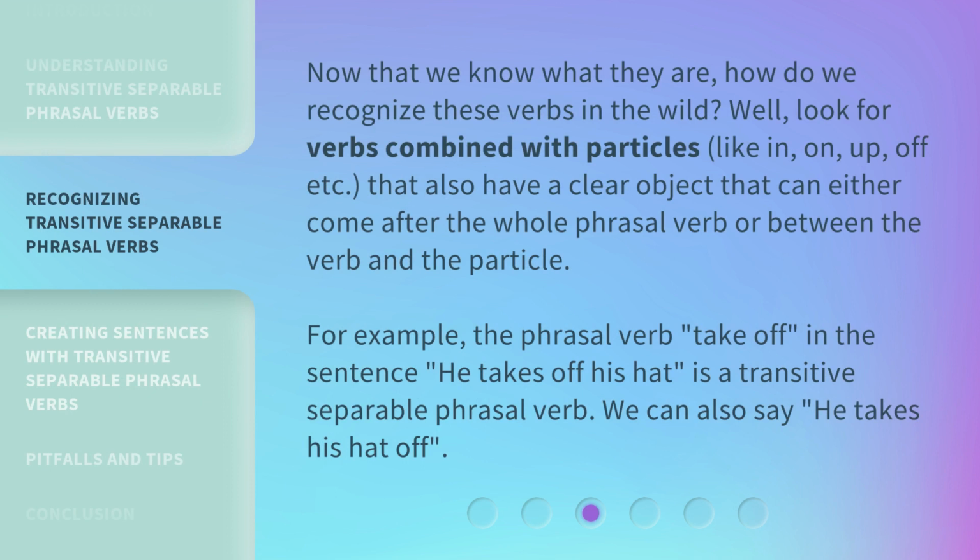Now that we know what they are, how do we recognize these verbs in the wild? Well, look for verbs combined with particles, like in, on, up, off, etc., that also have a clear object that can either come after the whole phrasal verb or between the verb and the particle. For example, the phrasal verb take off, in the sentence, he takes off his hat, is a transitive separable phrasal verb. We can also say, he takes his hat off.